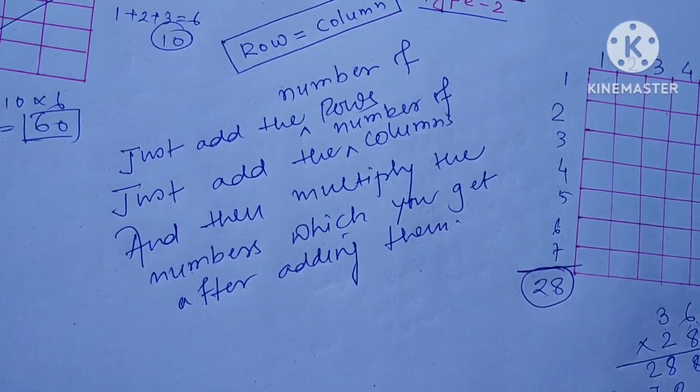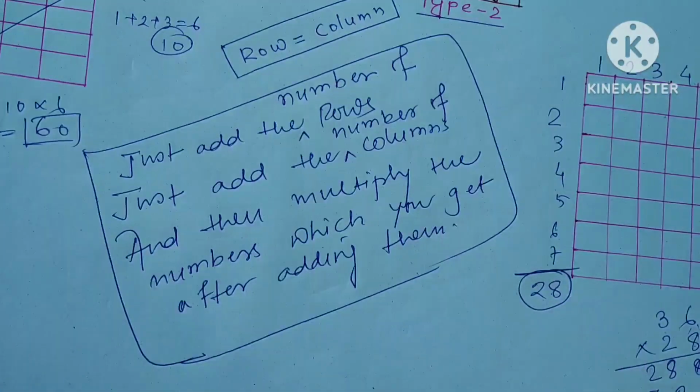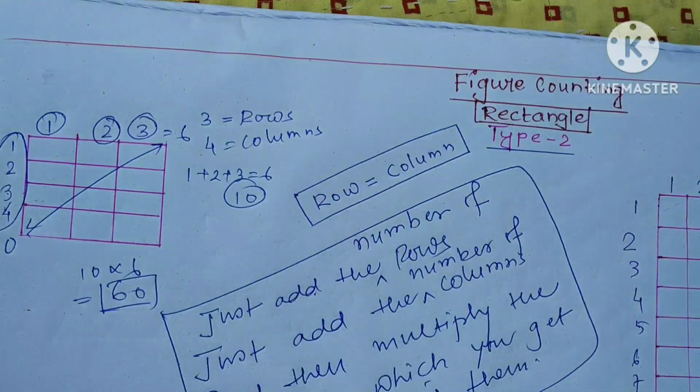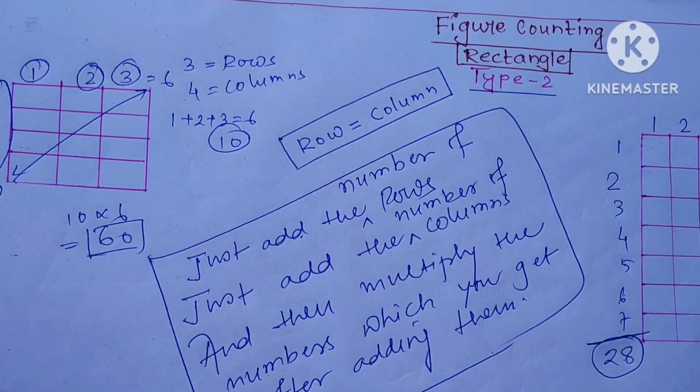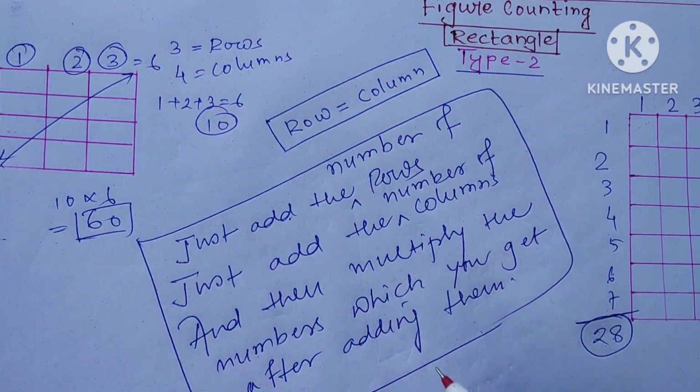So just remember the small rule. Just add the number of rows, just add the number of columns, and then multiply the two numbers which you get after adding the rows and the columns.